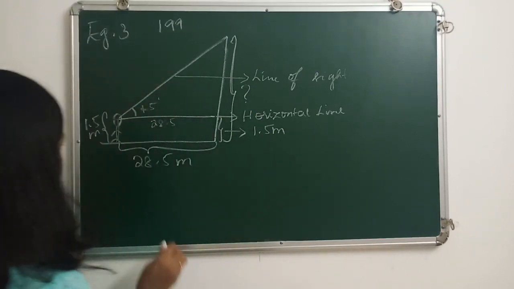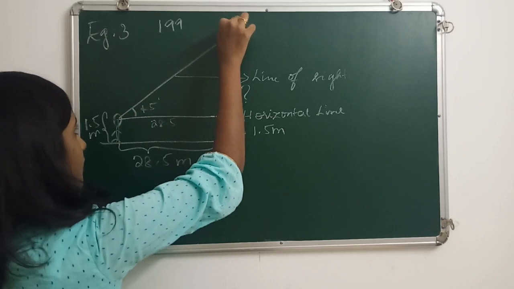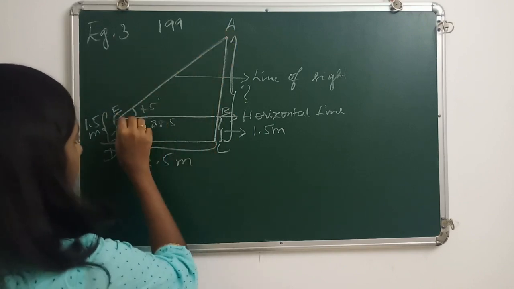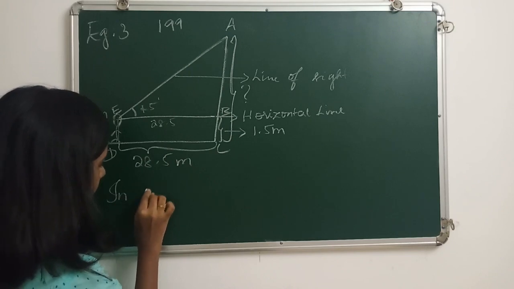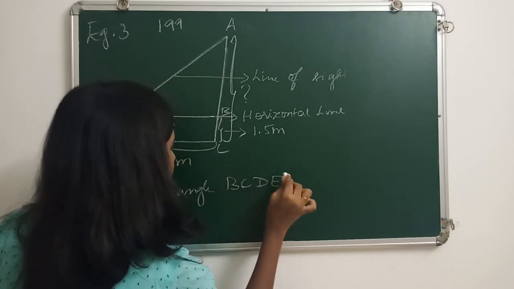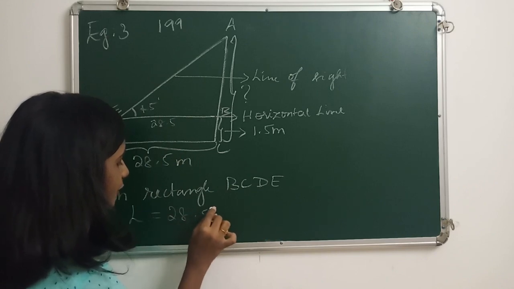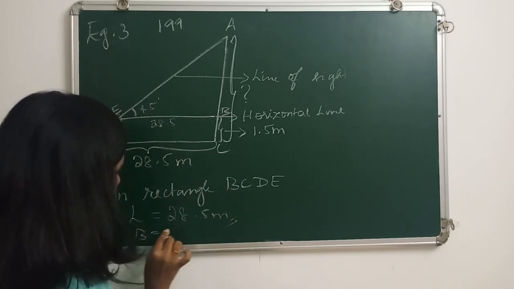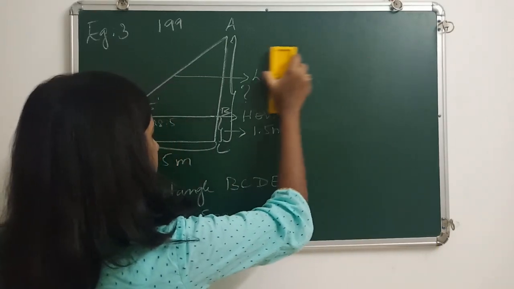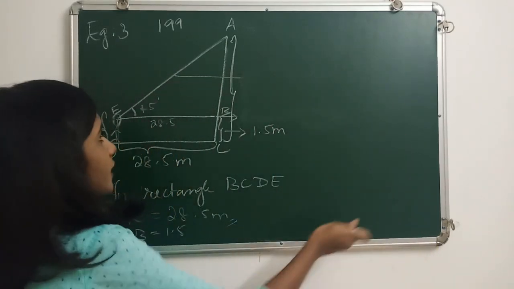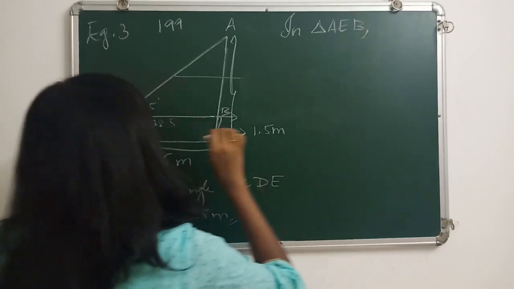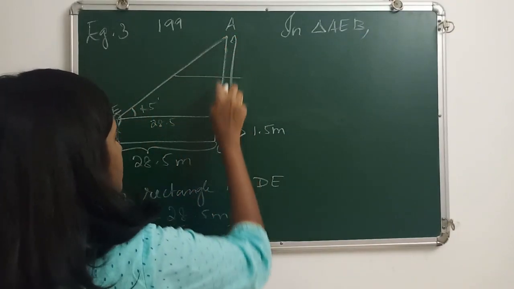Now we have to find this part and add it with 1.5 meters so that we get the height of the chimney. Now first we can take this as a triangle. Let us name it first: A here, B, C, D and E. Now in rectangle B, C, D, E, the lengths are 28.5, 28.5 and the breadths are 1.5, 1.5. Now coming to the triangle AEB, we have the angle here. Now we have to find this part, that is AB.